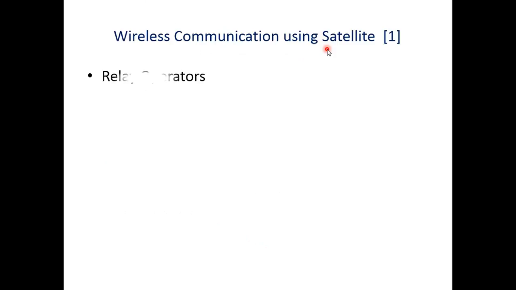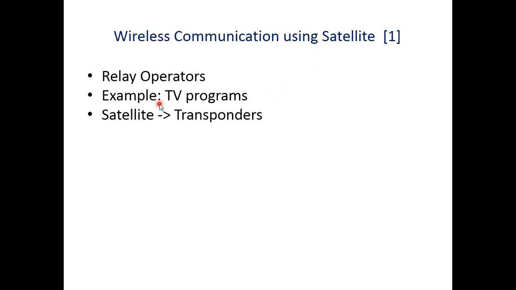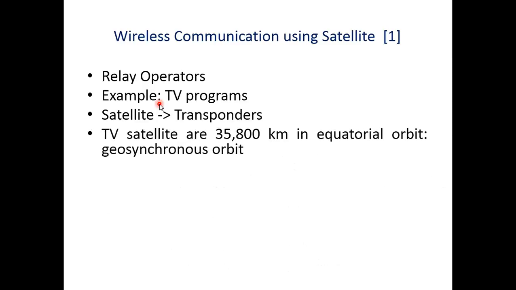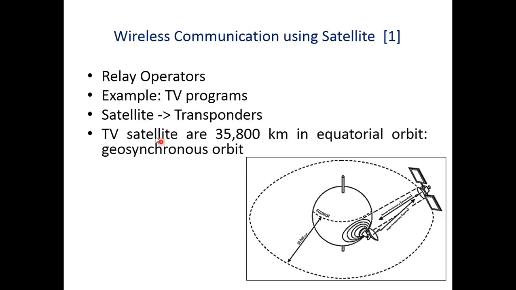Now, wireless communication using the satellite. Relay operators can provide the service to the receiver antenna, or sender or receiver. The example is TV programs or a TV antenna. The satellite works as a transporter, meaning the satellite can also be a receiver or sender. Satellite TV means the TV satellites are about 40,000 kilometers, 35,800 kilometers from the Earth's orbit. It is also called geosynchronous, or GEO, orbit.